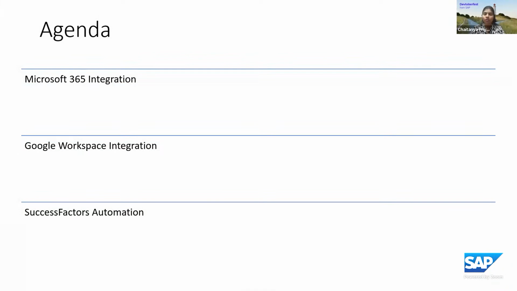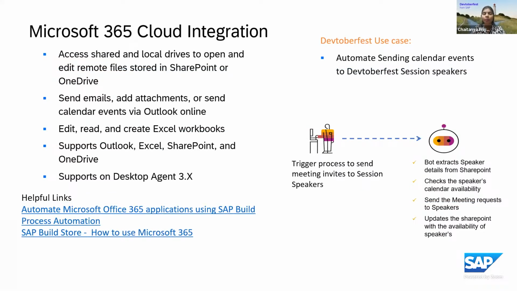Yeah, so today's topic is all about 3 different cloud integrations that you can do with SAP Build Process Automation. The first one is Microsoft 365 Office product integration with SAP Build Process Automation. Then we have the Google Workspace integration and also the SuccessFactors automation with SAP Build Process Automation. Now let's get into how do we automate Microsoft Office 365 products.